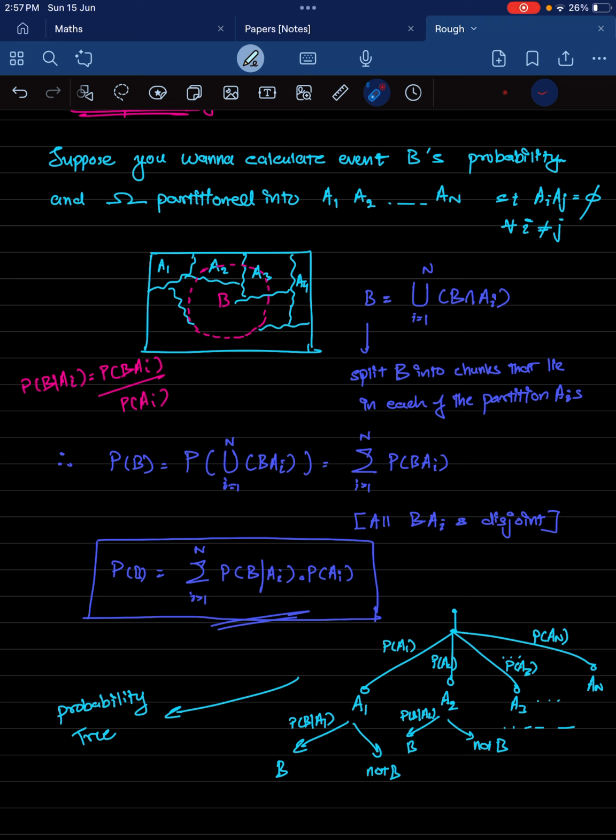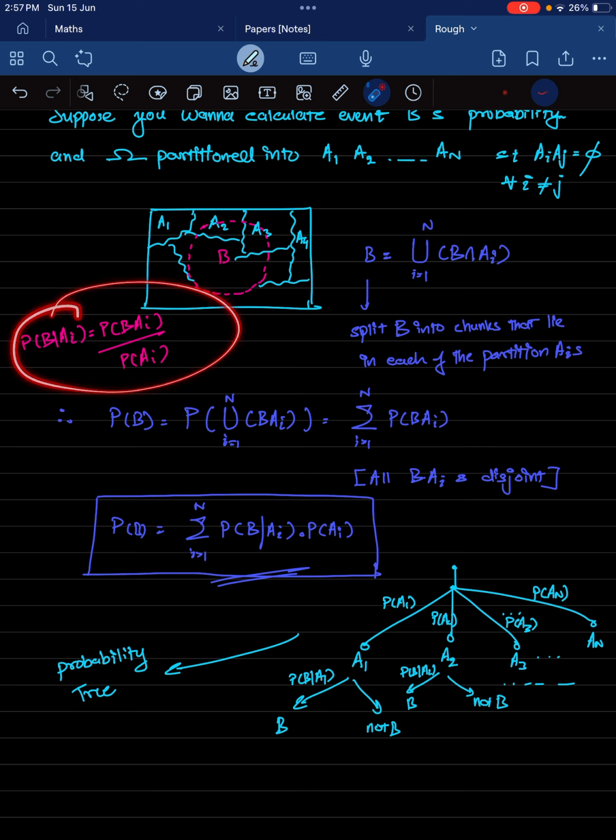And this B intersection ai can be written in an interesting way if we just observe that the conditional probability B given ai is the probability of B intersection ai divided by the probability of ai. So using this over here and just moving the denominator to the LHS, we'll get this. Each B intersection ai term can be split into this. Okay, and we are anyways taking a summation, so this will apply for all ai's. And so this is the total probability theorem.